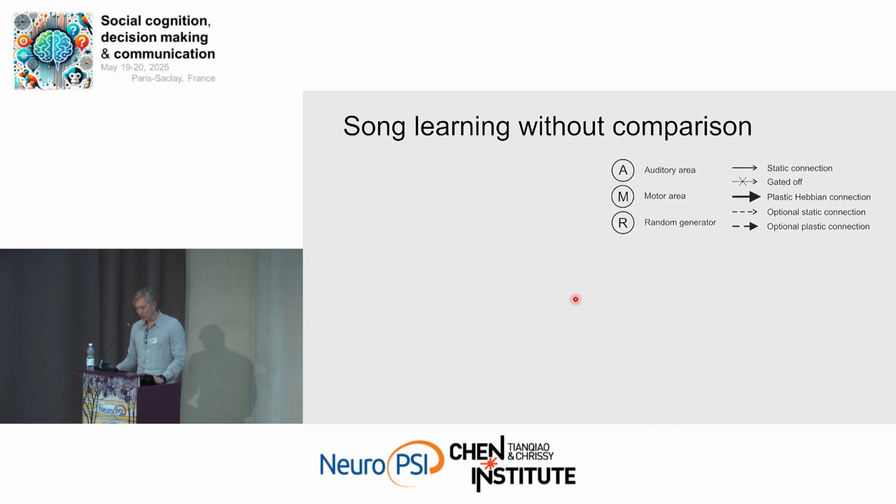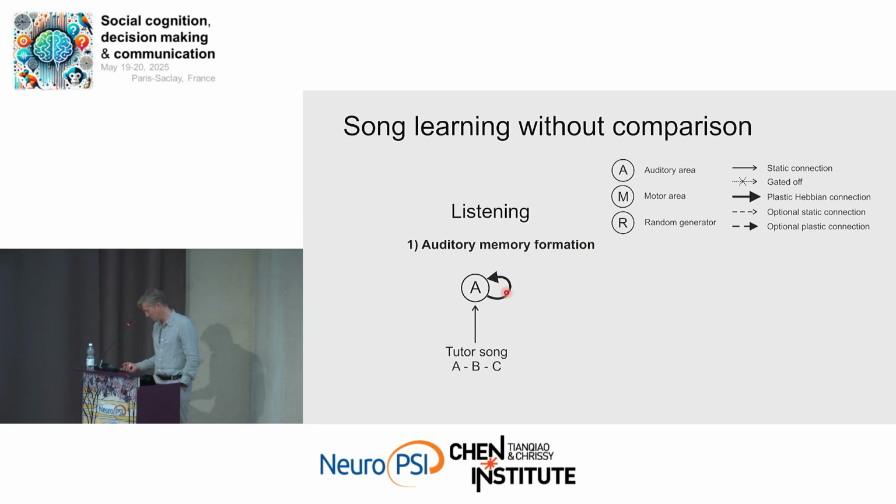So we can simply picture this as a simple system between an auditory brain area, a motor area, and a random generator. So in the first sensory phase, I don't know why it's doing this. I must be very popular in emails or something.